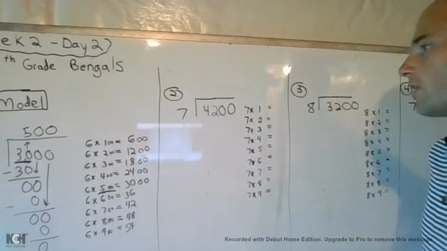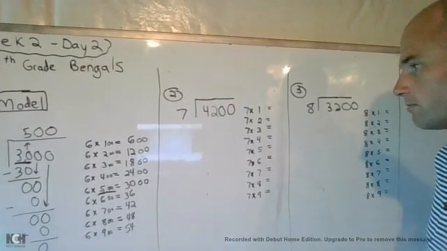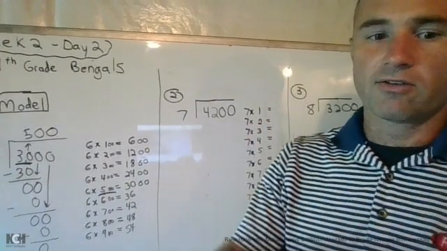7 goes into 4,200. How many times? Go ahead, pause now and solve that problem.